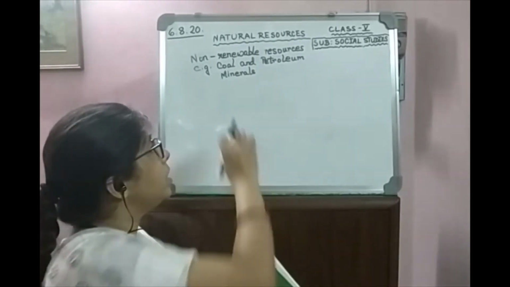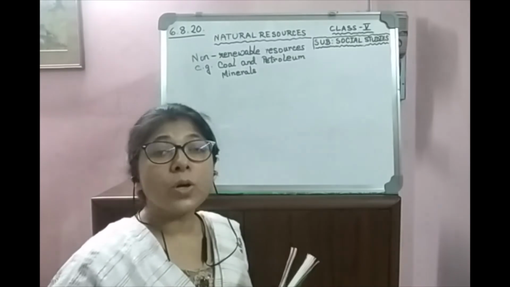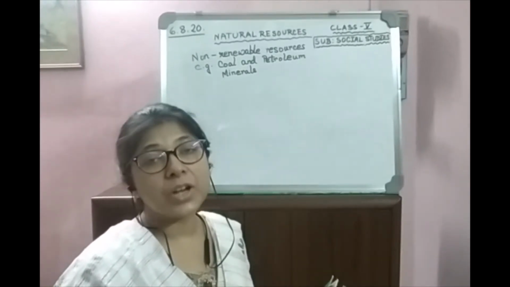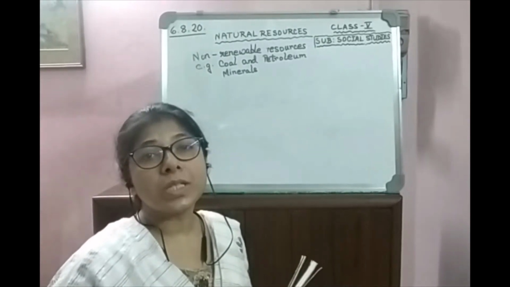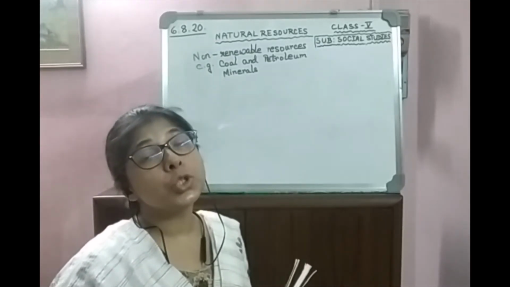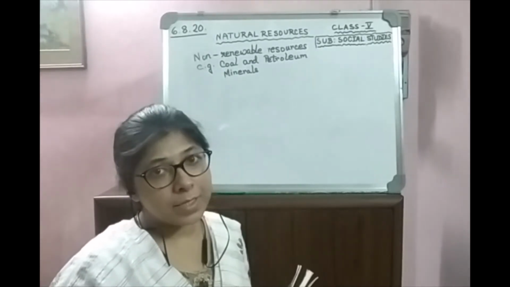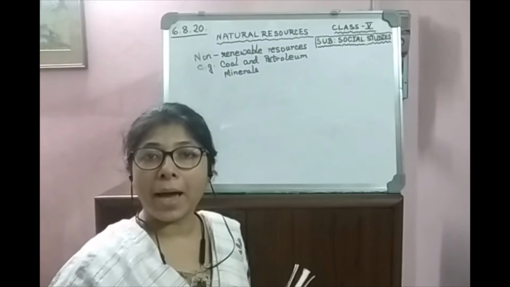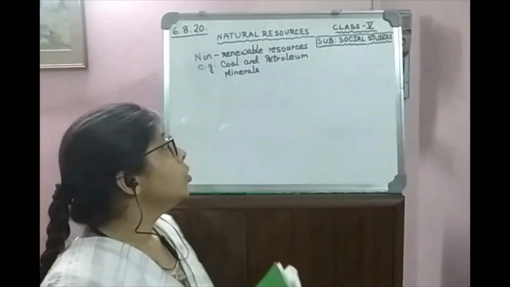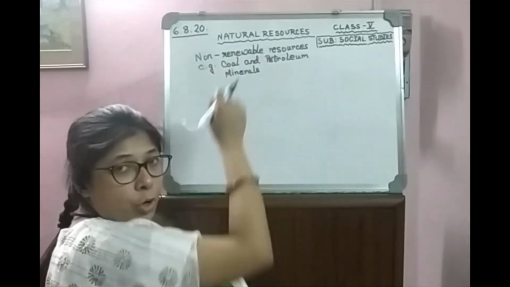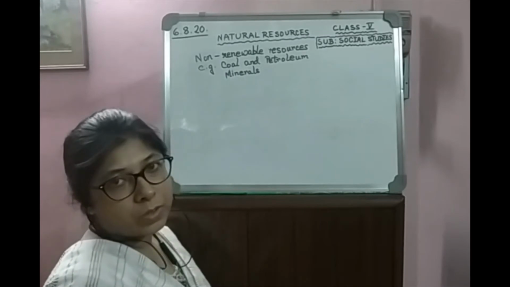Next, we come to minerals. Minerals are extracted from rocks. Rocks from which minerals are extracted are known as ores. After extraction, the ores are purified and converted into useful metals. Iron is one of the most useful metals. Other useful metals are mica, manganese, gold, and silver. So now we know what non-renewable resources are and the examples of non-renewable resources.